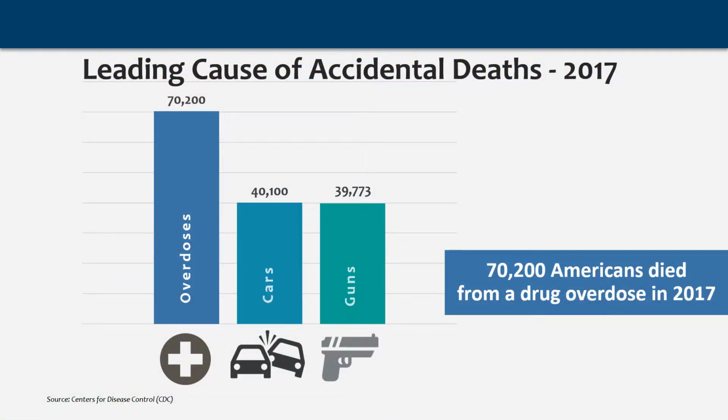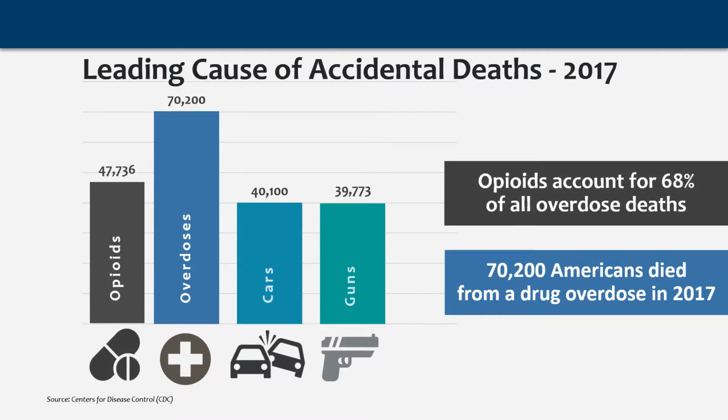In 2017, more than 70,200 Americans died from a drug overdose. This represents a 10% increase over the prior year. This is more deaths than from car crashes or guns, both homicides and suicides. Opioids account for 68% of all overdose deaths. With more than 47,000 Americans dying from an opioid overdose, you are more likely to die of an opioid overdose than from a car accident or a gun.